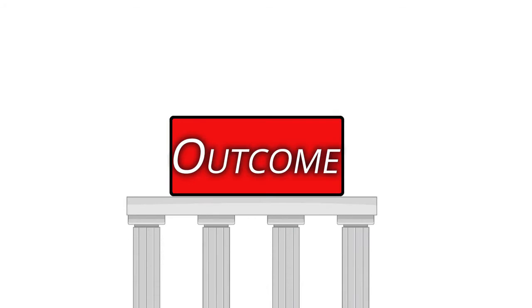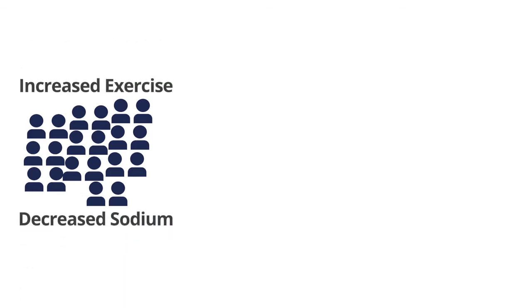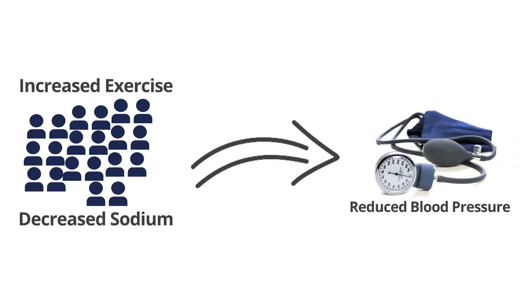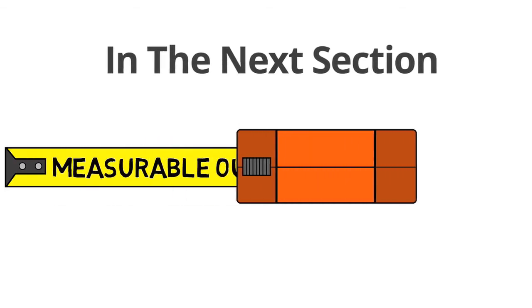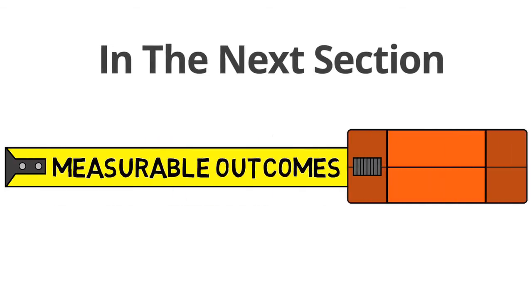To extend on this last point, you may think of a hypothesis as a prediction of an outcome given other variables. If we do X, then we expect that Y will happen. In the case of our first clinical question, we expect that decreased sodium intake and increased exercise will lead to reduced blood pressure. This would be compared to patients who maintain their usual diet and exercise habits. In the next section of this module, we'll discuss how to develop measurable outcomes for this hypothesis. But first, let's consider two more clinical questions.